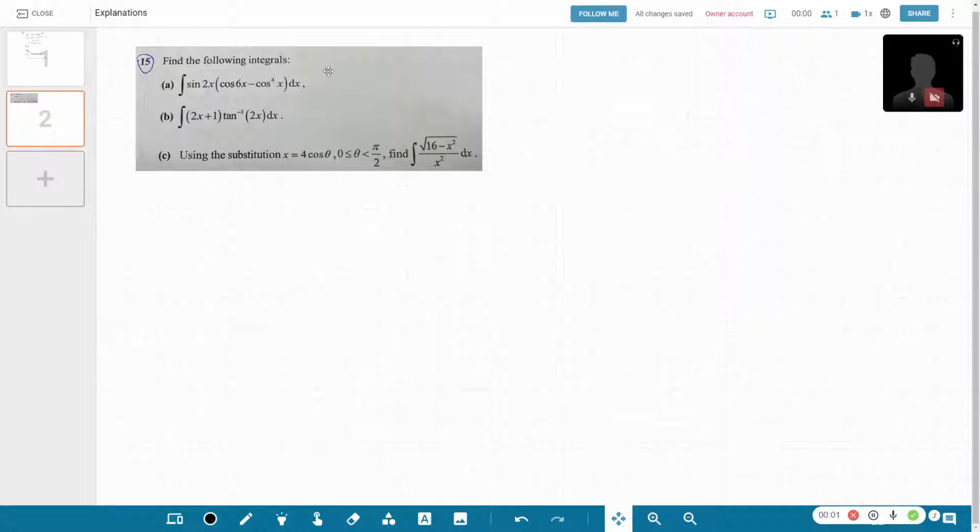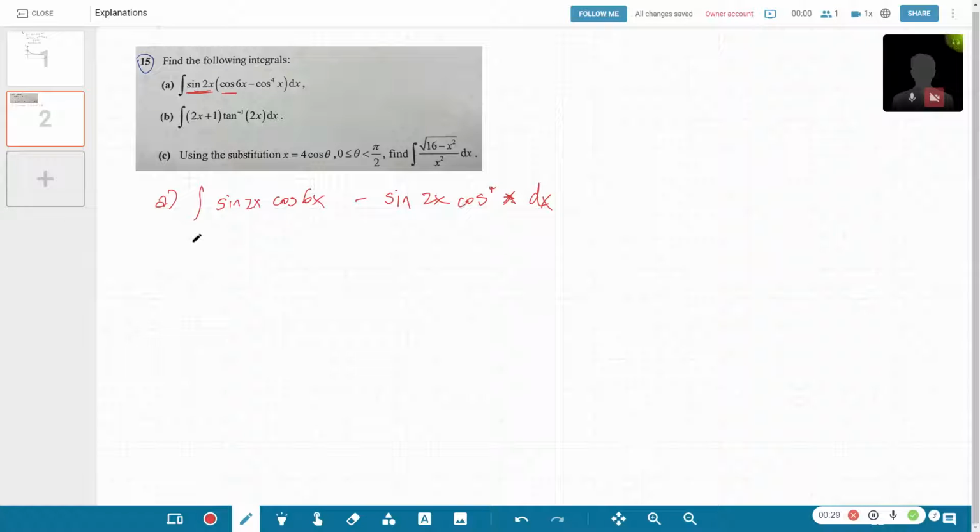Okay, for question 15, what you can do is just to multiply in first. That's one of the tricks. When you see brackets, sometimes you can't differentiate this to get this, so you can just multiply in to form different terms. So first you will get sine 2x cosine 6x minus sine 2x cosine power 4x dx.